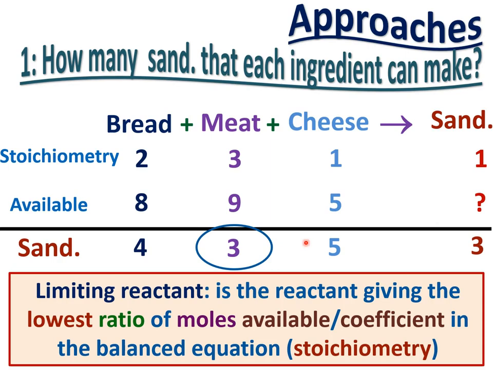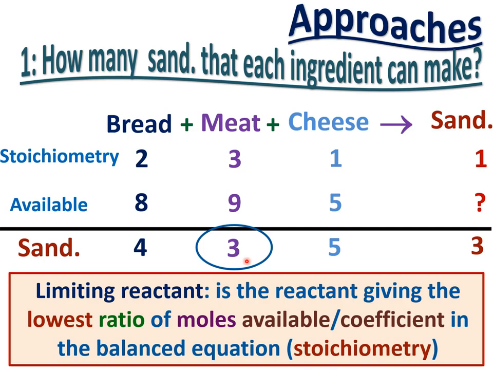So if one meat gives one sandwich, then three meat will give three sandwiches, right? This is the balancing. So this is the first step and the first approach: how many sandwiches can each ingredient make?